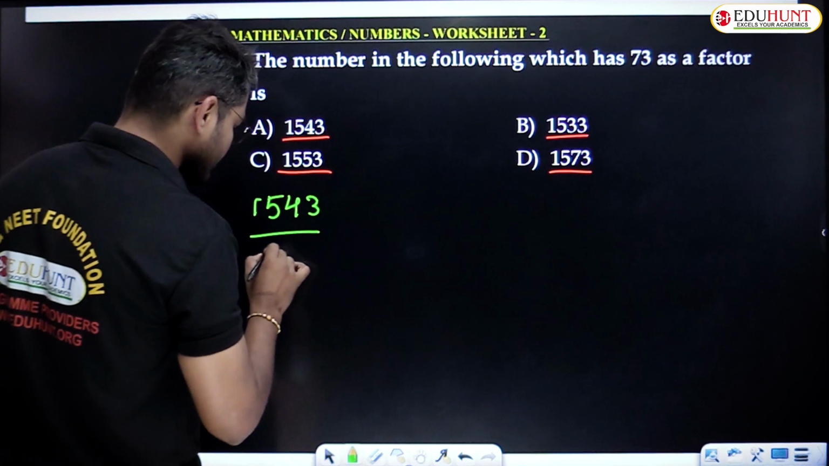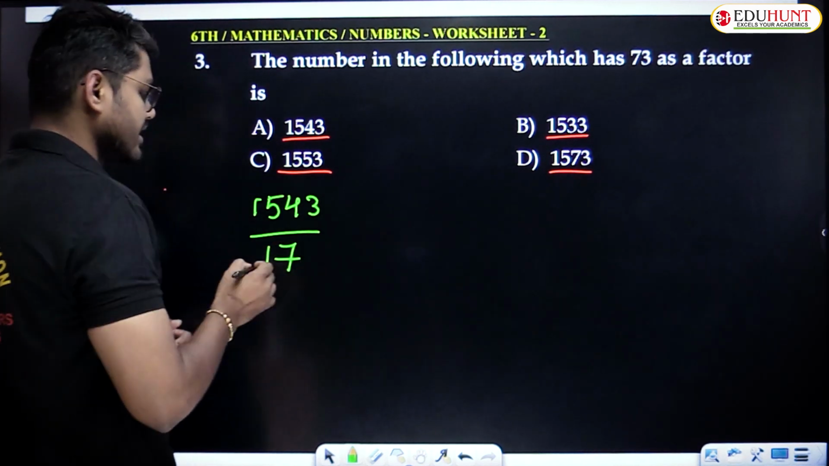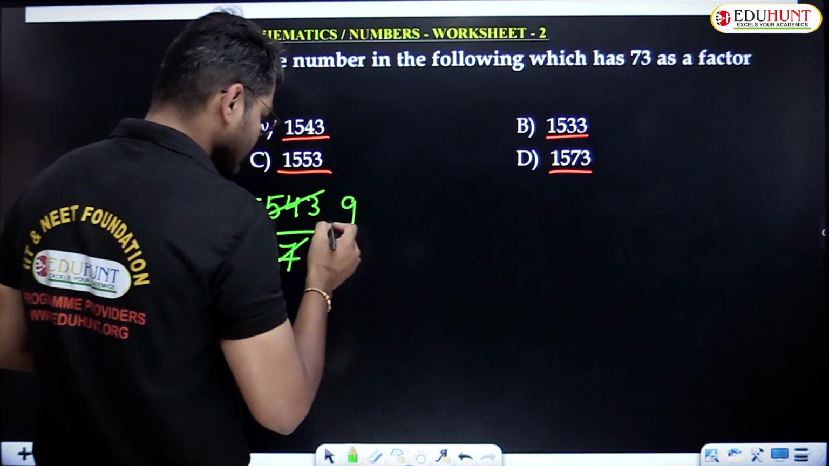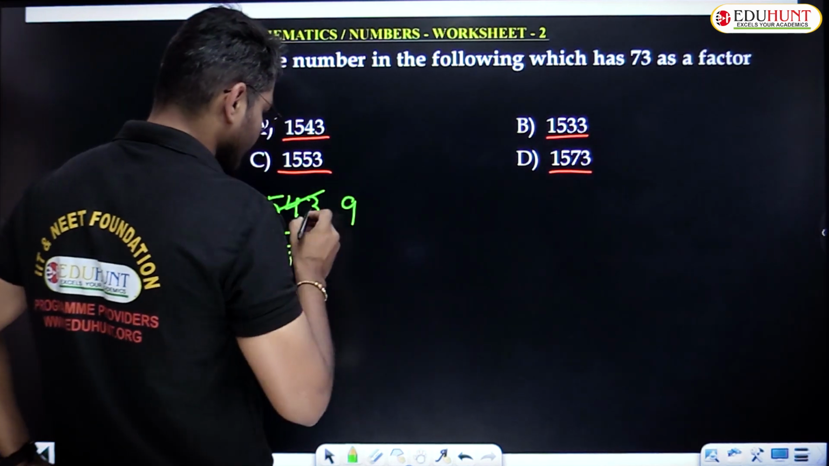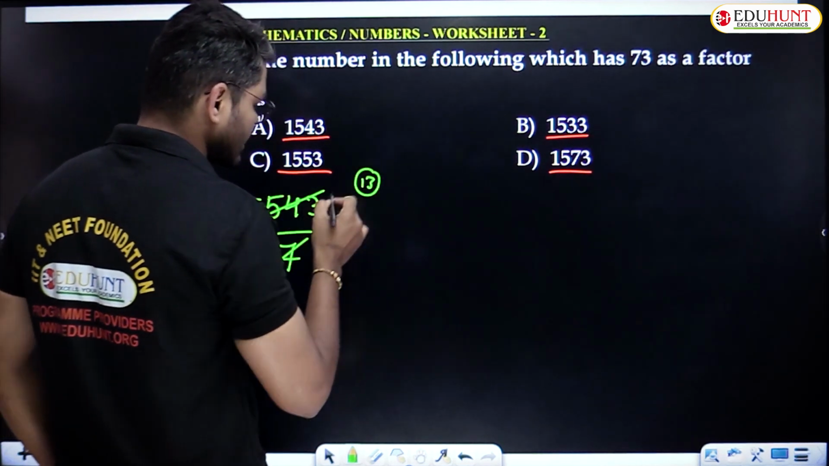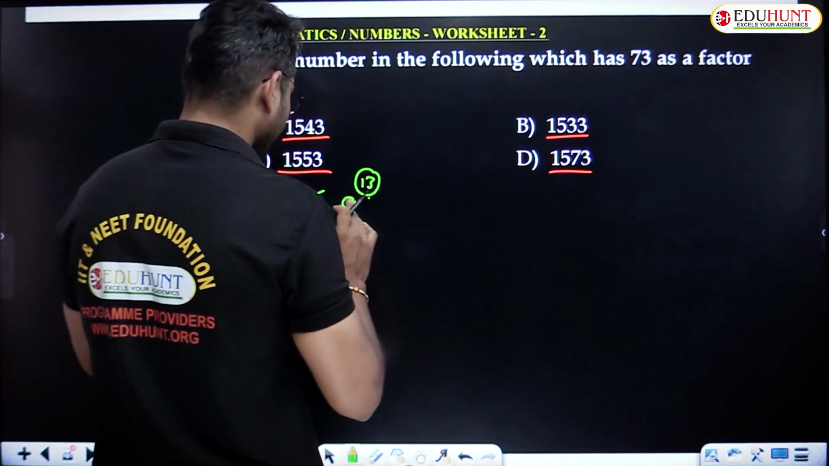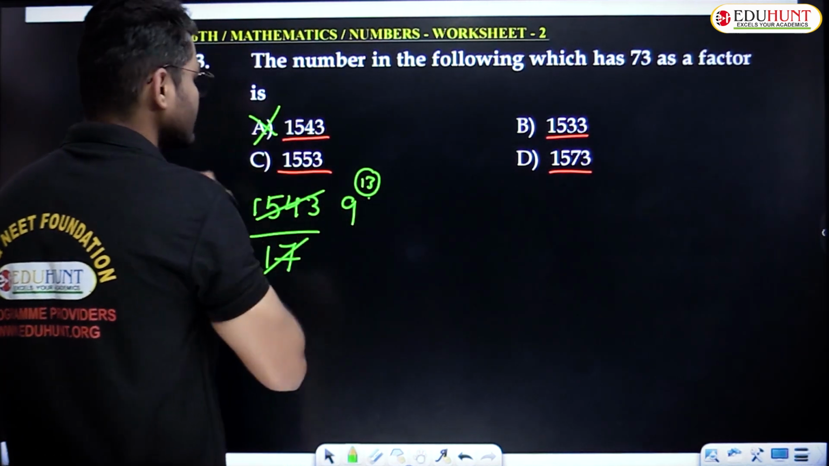1543 should be divisible by 17. 17 ones are 17, 17 nines, how much? 153. So the remainder is 13. This 13 is not divisible by 17. Therefore this option is wrong.